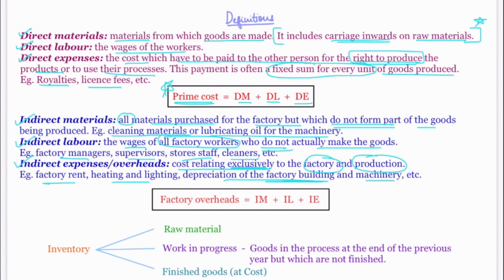Now, what is factory overheads? Factory overheads is IM, indirect materials, IL, indirect labor, and IE, indirect expenses. That is the total of indirect cost.